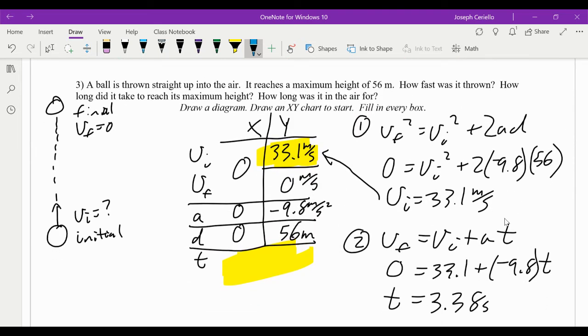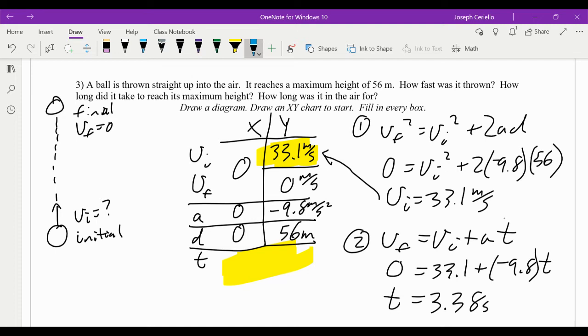Number 3 I already worked out. Number 3 is actually a vertical projectile. So the whole x column is 0 because it's not moving left and right at all. Now it looks like we're only given one given, the distance in the y direction, 56 meters. But don't forget, this is a vertical projectile question. We've done these before. It does have an initial velocity now. The initial velocity is only 0 in the y direction for horizontal projectiles. This is a vertical projectile. It is not 0. So in this case, that was one of our unknowns.